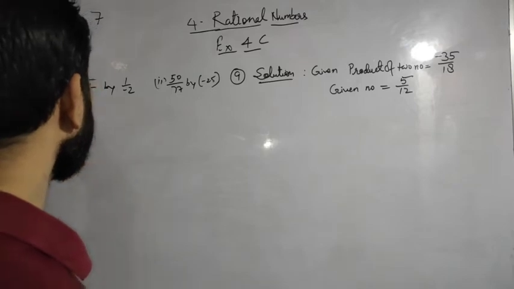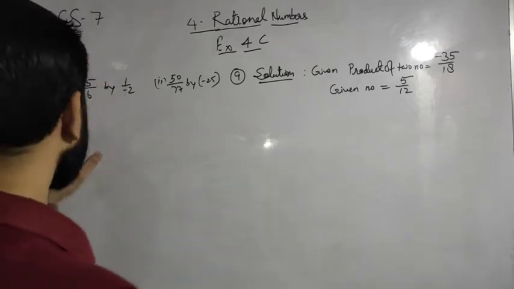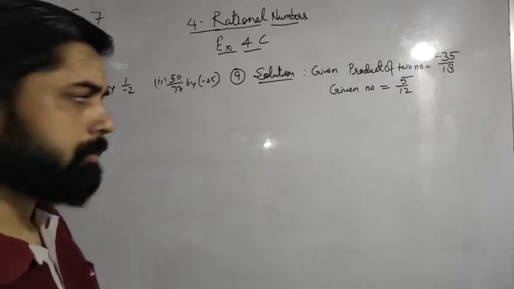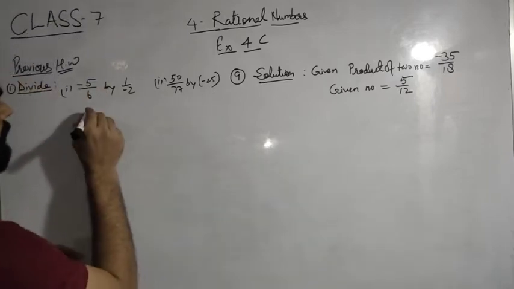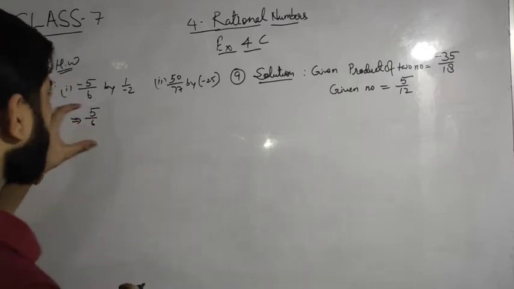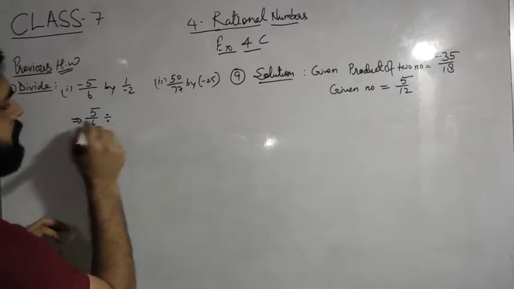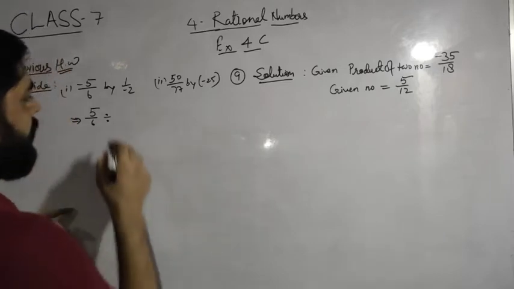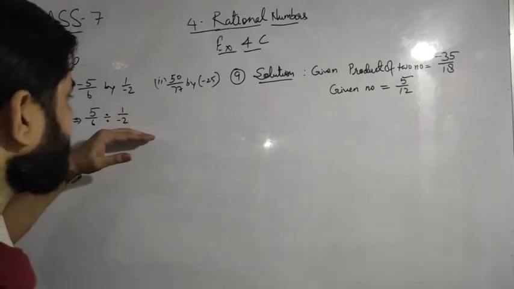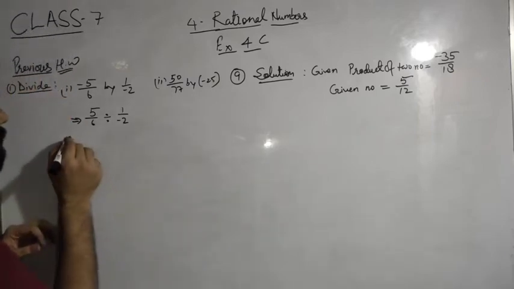First question was divide. So here is the first question, minus 5 upon 6 divided by 1 upon minus 2. You know how we can divide? Write the 5 upon 6, then we use the division sign, and then we write the second fraction, 1 upon minus 2. Now you know the division rule.